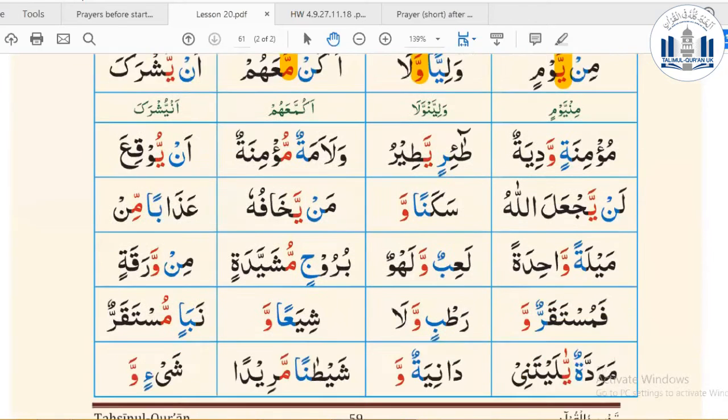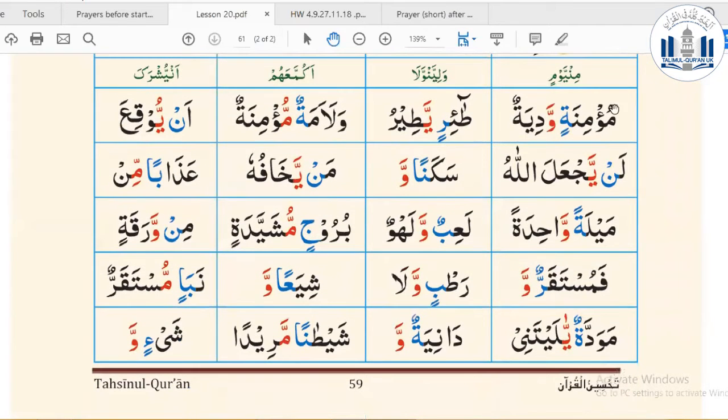Now let's move on to another example. This is a long word, but we will break it down. Can you read this for me? Mu'mina. Excellent. Well done.